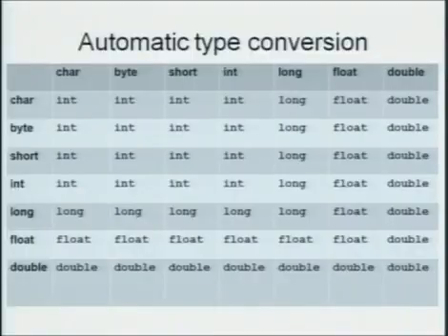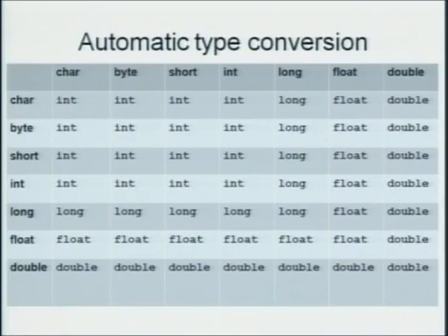Next topic is automatic type conversion. When you are creating an expression in the Java programming language or any other programming language, it may contain variables of different types, like integer plus float, or byte plus character. Like this, these kinds of expressions can be there. In these cases, what kind of value your expression must generate will be decided by the compiler. That's called automatic type conversion.